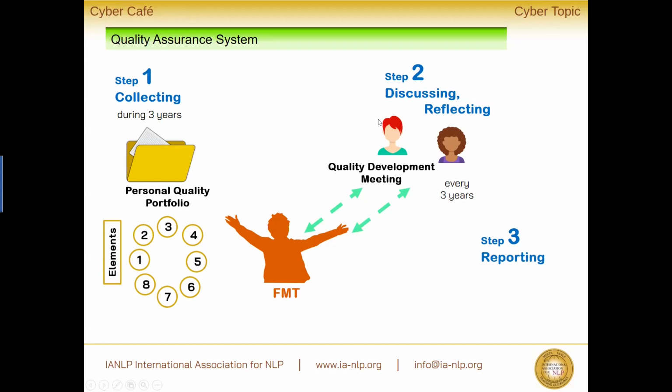Many people choose other fellow member trainers as these 2 bodies, so you can do the quality development meeting in exchange. You will learn from each other. How do you do this and how do I do it? And that's the idea, that's the whole idea of the thing. After this quality development meeting, you will write a report.